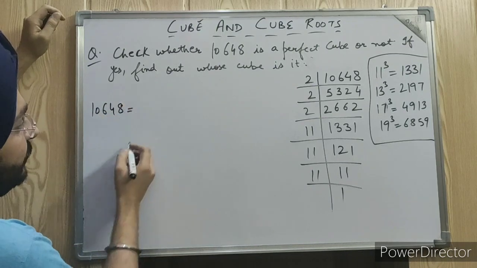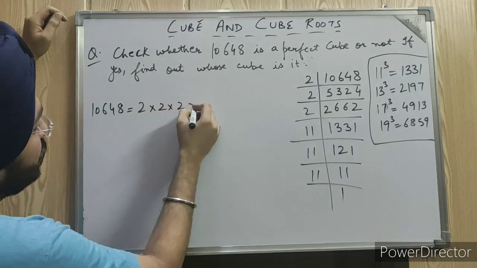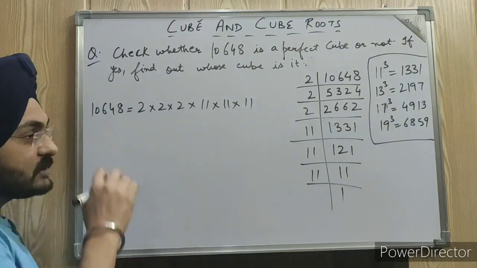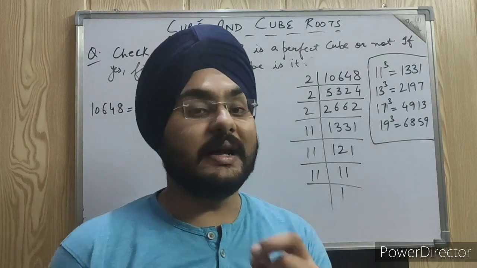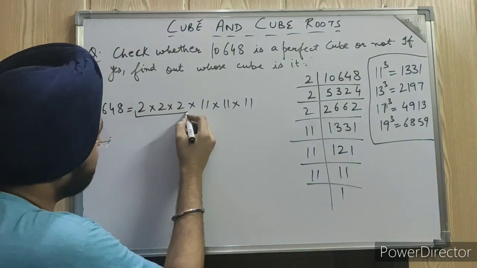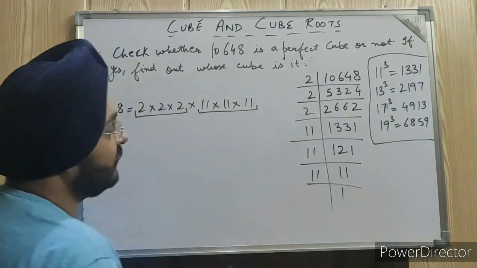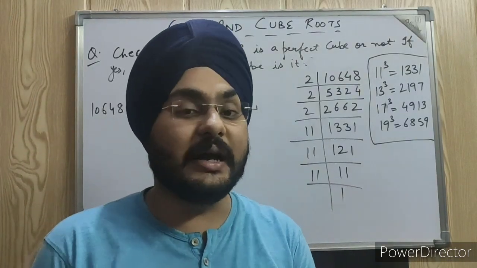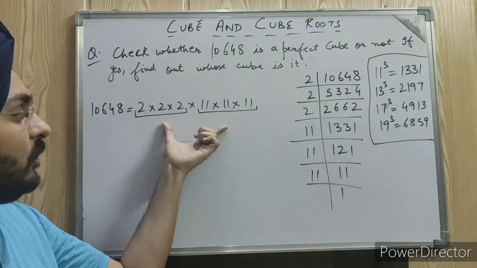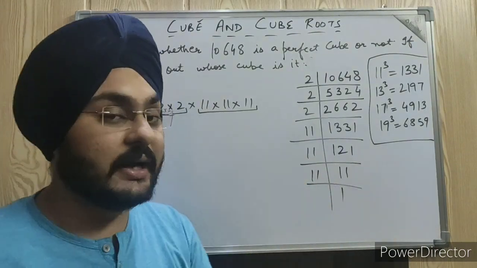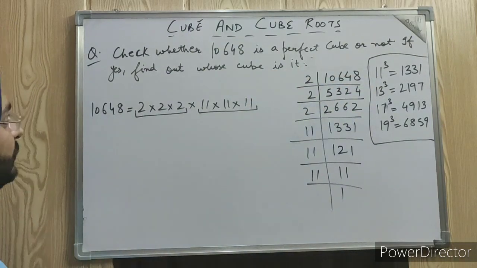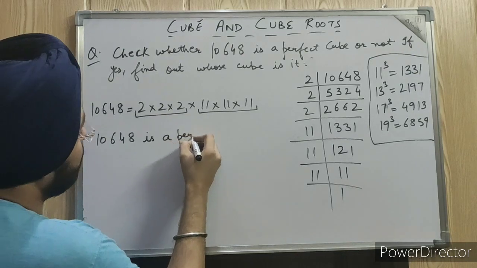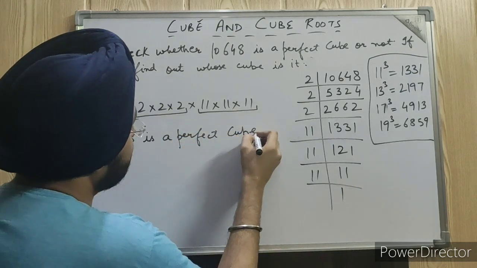Okay. So now 10648 can be written in what way? 2 into 2 into 2 into 11 into 11 into 11. So now start forming the triplets here. So our first triplet is 2. Then we are having the 11 triplet. So any other triplet or any other number left behind? No. So all the numbers have formed the triplet here. So no number is left behind. So I'll be saying 10648 is a perfect cube.